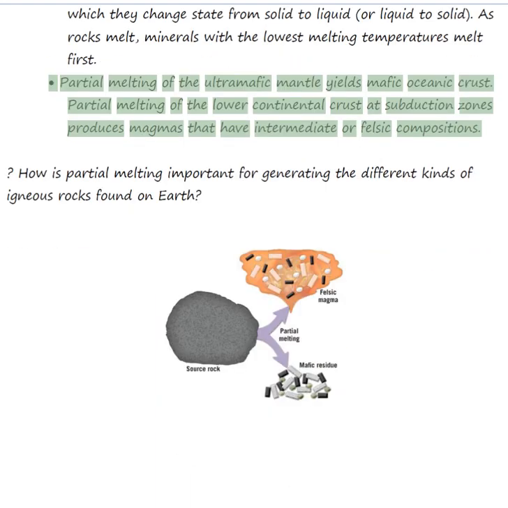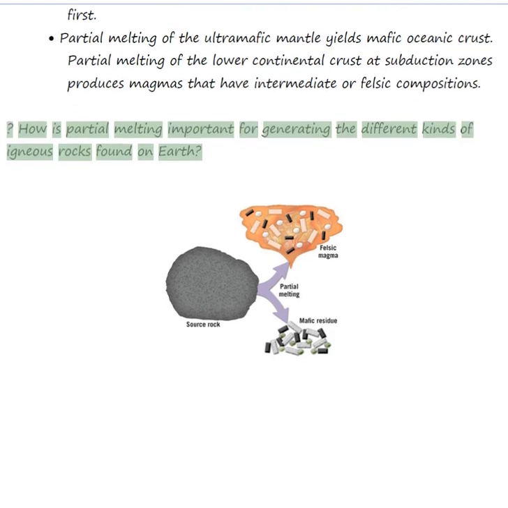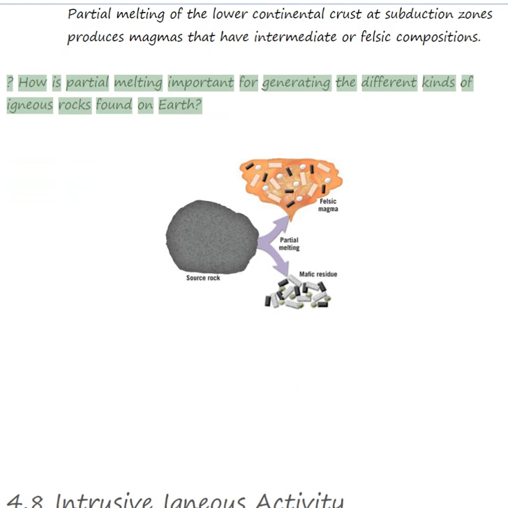Partial melting of the ultramafic mantle yields mafic oceanic crust. Partial melting of the lower continental crust at subduction zones produces magmas that have intermediate or felsic compositions. How is partial melting important for generating the different kinds of igneous rocks found on Earth?